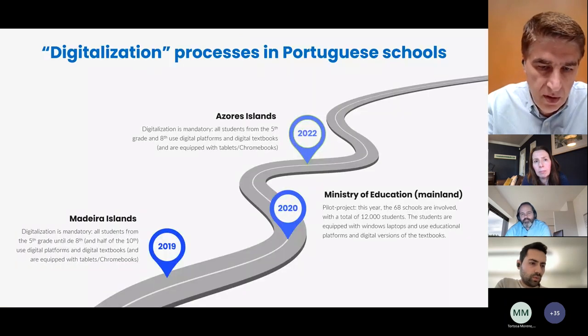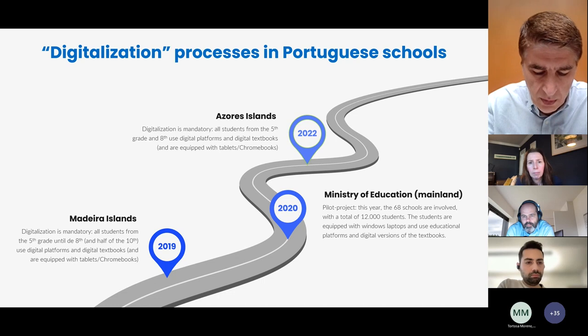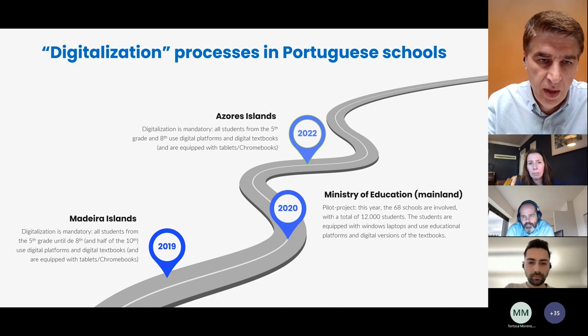And just as an example, we have large scale state-owned projects that are going to reach almost the majority of the population. By 25, 26, they will have no textbooks, and they will do most of their work within platforms and with digital versions of textbooks and so on. That is why it's really important to train people to gather that data and to know how to use it in a proper way.